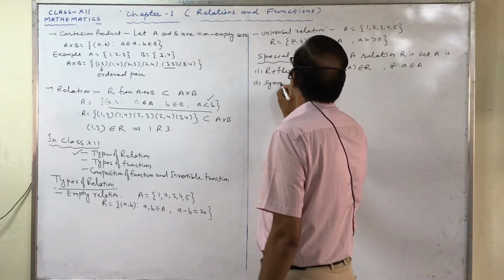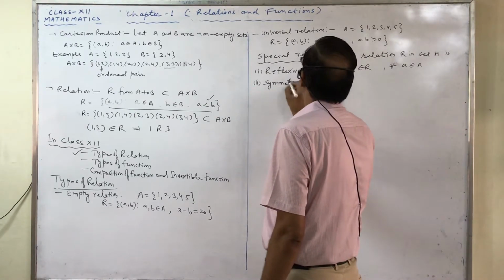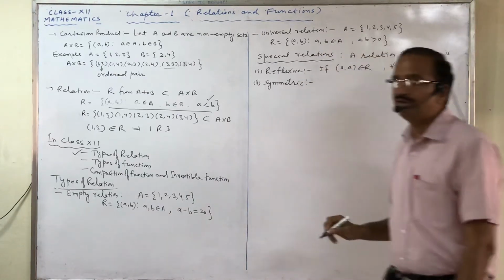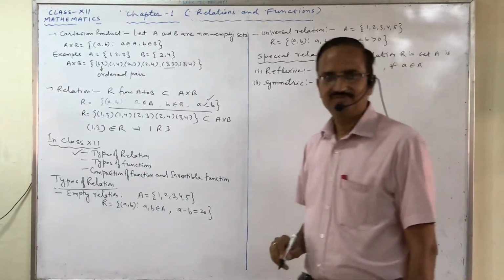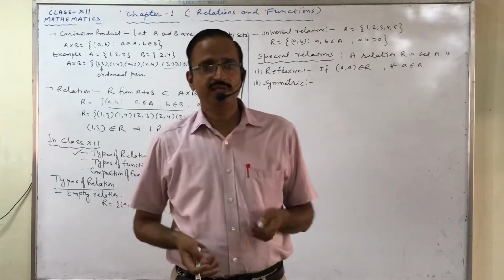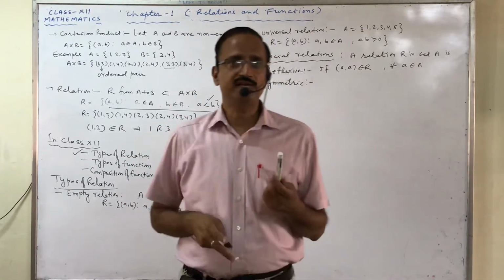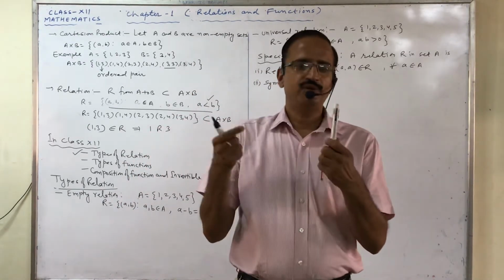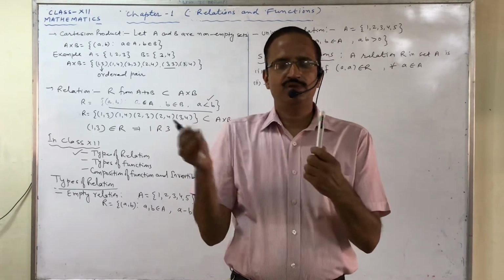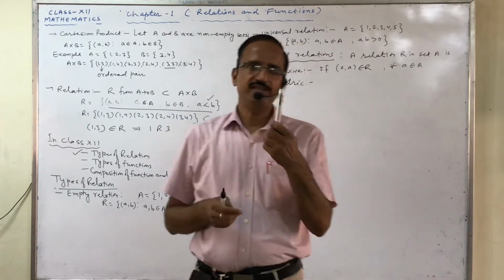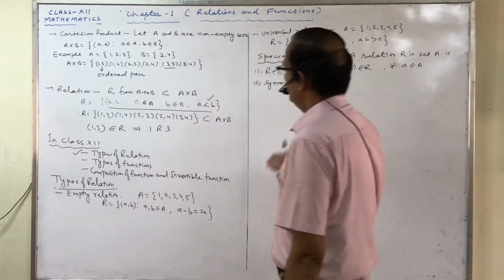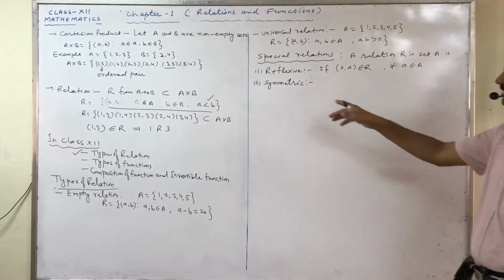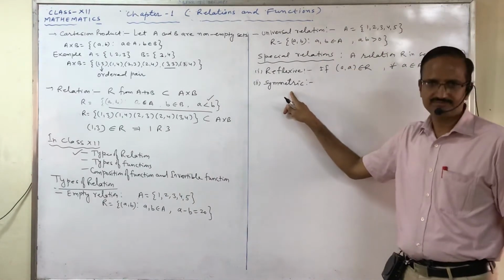Second is symmetric. Again, it comes from the word symmetry. Means if we see any object from both sides, suppose this pen, if we are looking from the left side or from the right side, from both sides, it looks the same. So here, the same is for this symmetric relation.